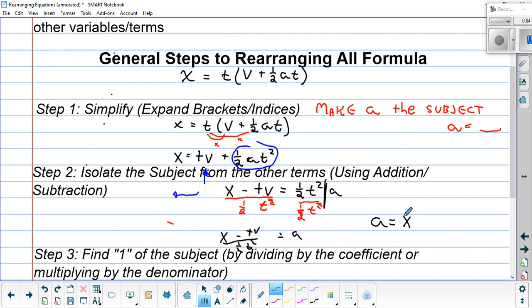And then I'm going to write x minus tv over t squared, and I'm going to write the 2 up top with brackets around, saying that's times by everything, just because we don't want to leave fractions in a denominator. It's bad to have fractions inside fractions, basically. So how we do that is we multiply the entire thing by 2. Alright, so there we have it.